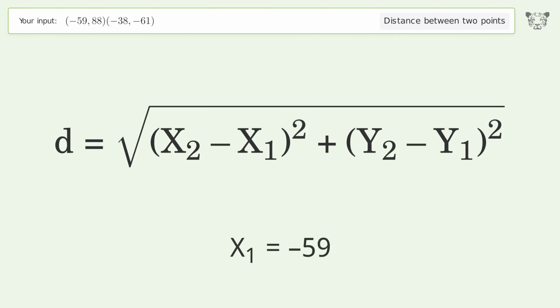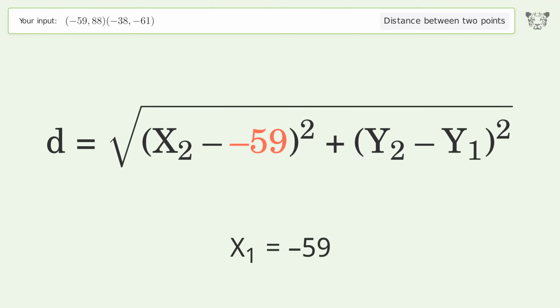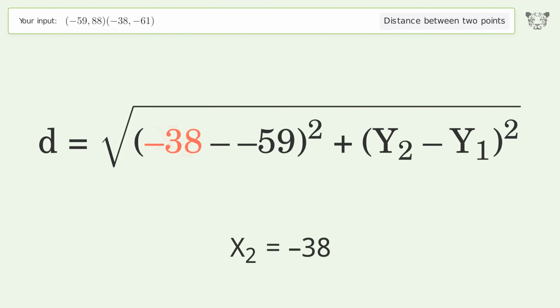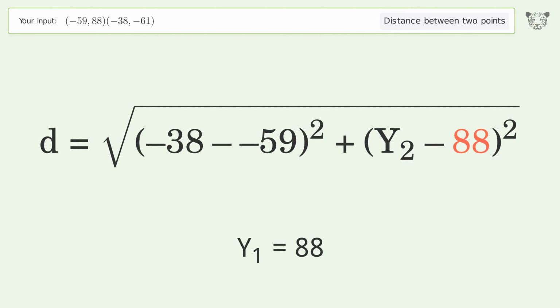x1 equals -59. x2 equals -38. y1 equals 88. y2 equals -61.